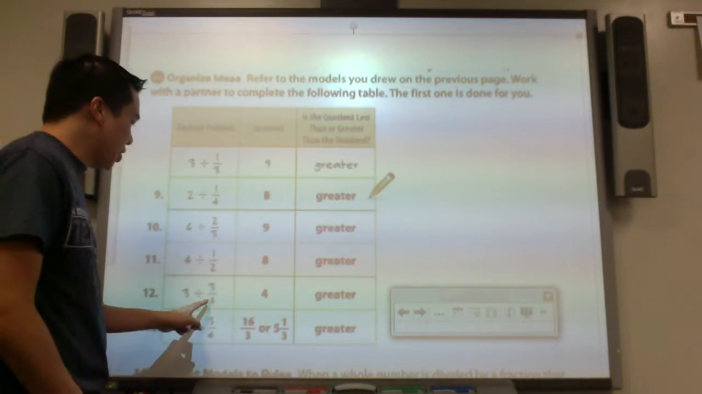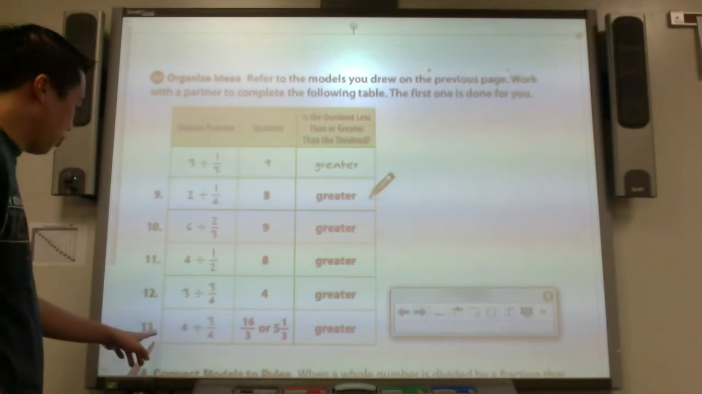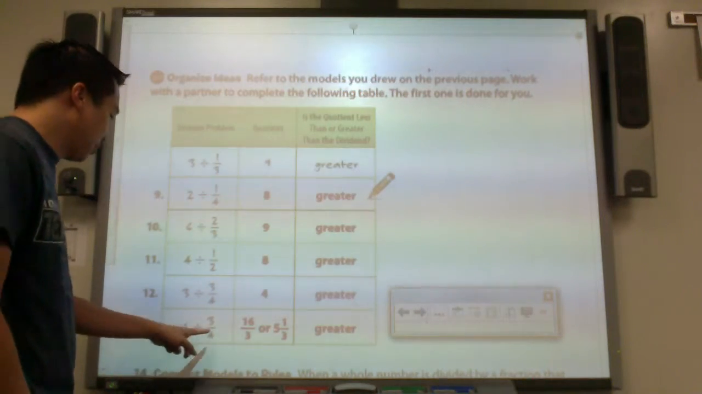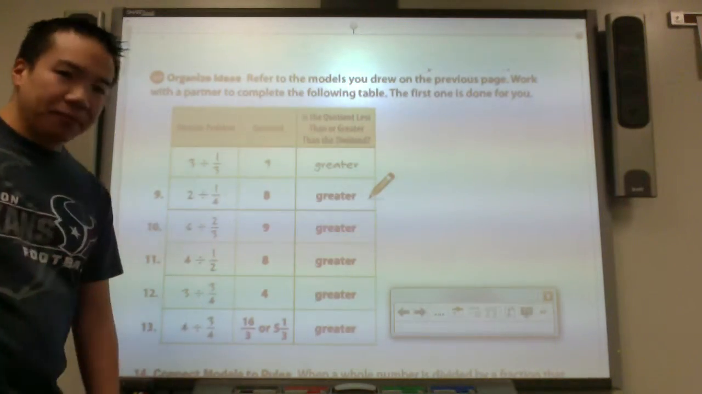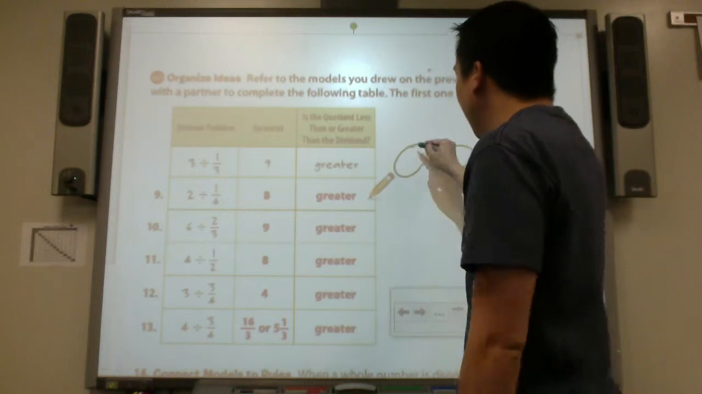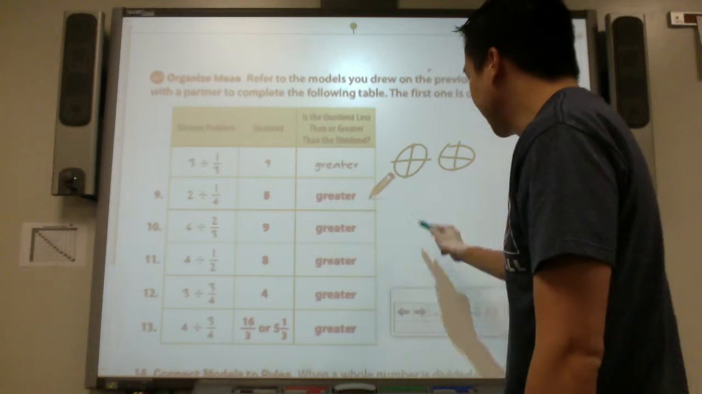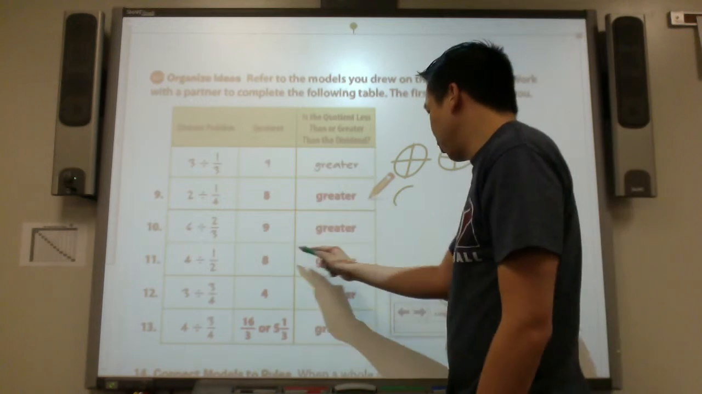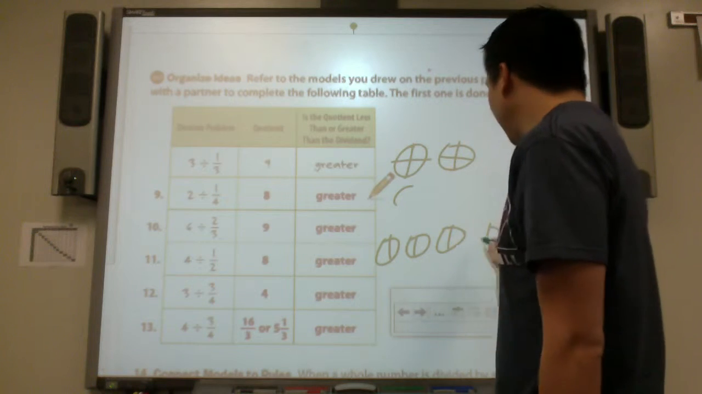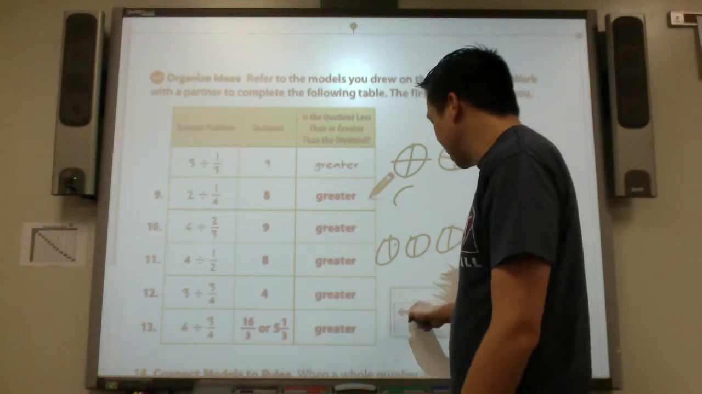Number 12, 3 divided by 3/4 is 4. 4 is greater than 3. Number 13, 4 divided by 3/4 is 16/3 or 5 1/3. It is greater because that's greater than 4. Again, you can draw each picture. If you draw 2 circles and divide them into fourths, how many fourths do you see here? I see 8 of them. And so 4 divided by halves. How many halves do you see here? 1, 2, 3, 4, 5, 6, 7, 8 groups of halves.